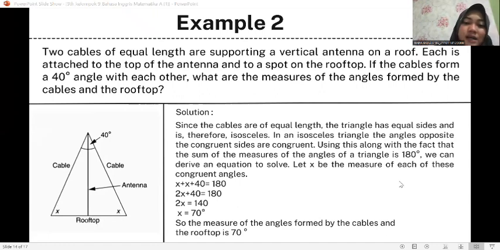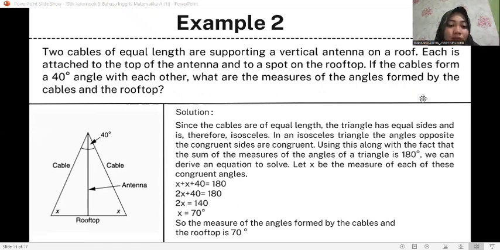The solution is, since the cables are of equal length, the triangle has equal sides and is therefore isosceles. In an isosceles triangle, the angles opposite the congruent sides are congruent. Using this along with the fact that the sum of the measures of the angles of a triangle is 180 degrees, we can derive an equation to solve. Let x be the measure of each of these congruent angles.